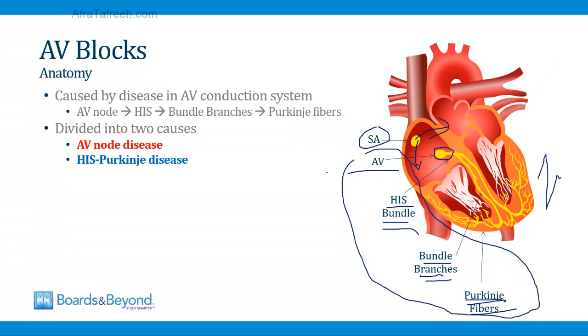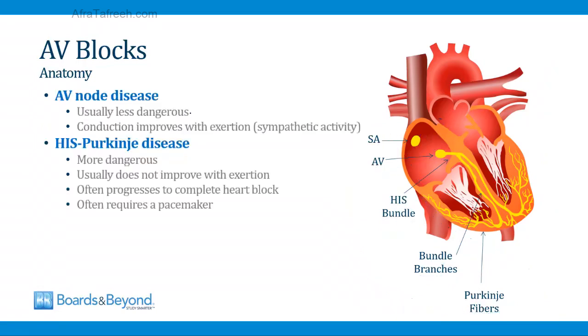In general, we divide AV blocks into two causes, those that occur due to problems in the AV node and those that occur due to problems in the His-Purkinje system, which includes the bundle branches. The reason we make this distinction is because AV nodal disease is usually less dangerous. The reason for this is that conduction through your AV node improves with exertion. Anytime your sympathetic nervous system activity rises, that will increase the speed of conduction through the AV node. So if you have an AV block because of an AV nodal problem, often it will go away when you exert yourself, and that makes the problem more benign. In contrast, His-Purkinje disease is usually more dangerous.